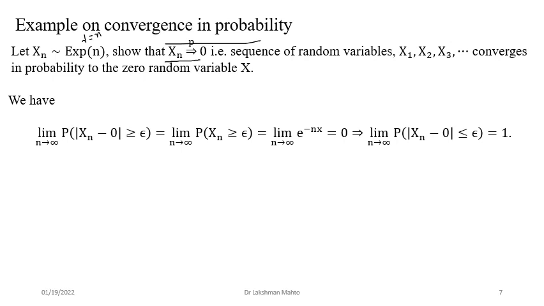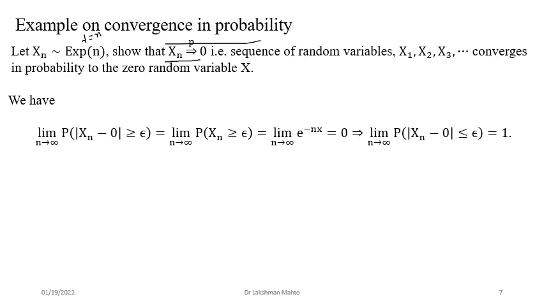So here, modulus of xn minus 0 would be just xn. Same simplification. And here we are taking an exponential random variable, which is always greater than or equal to 0, so modulus of xn just becomes xn. So what does it become? It is talking about the probability of xn greater than or equal to epsilon.